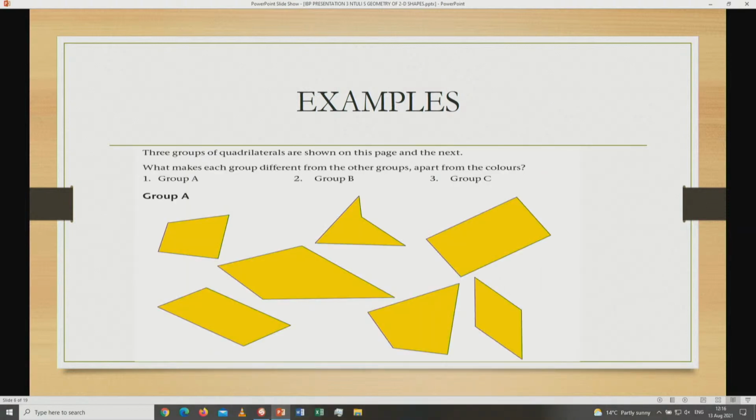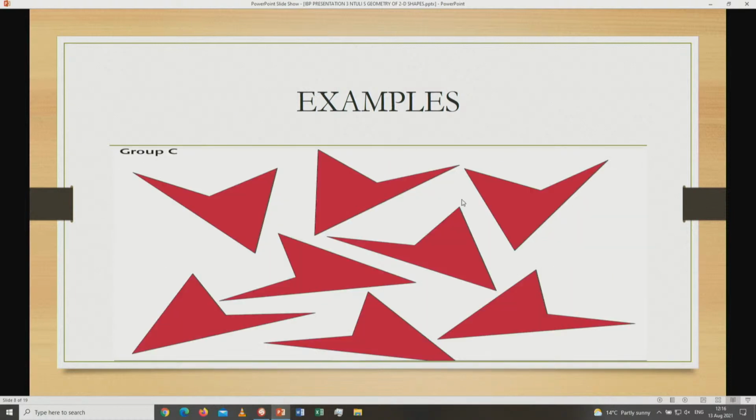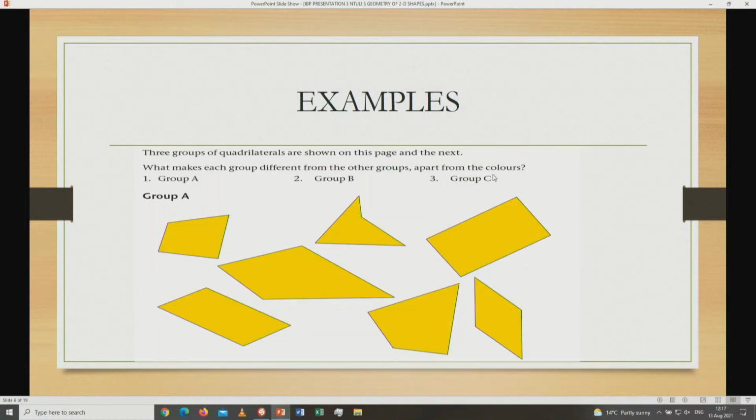Here, the most important part, why I brought you back here, is that there was a question. What makes each group different from the other groups? Apart from the colors, we know that the first one's yellow, blue, and red. But now, what makes each to be different from other groups? What makes group A to be not the same as group B, and group B to be not the same as group C, if they are not the same? Or what makes group A to be the same as group B, or what makes group B to be the same as group C? Right.